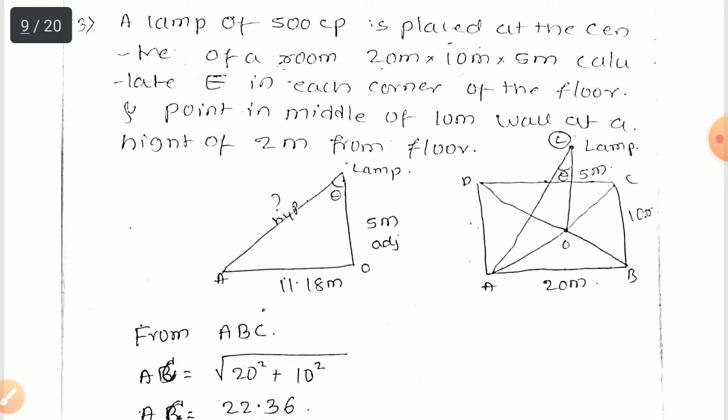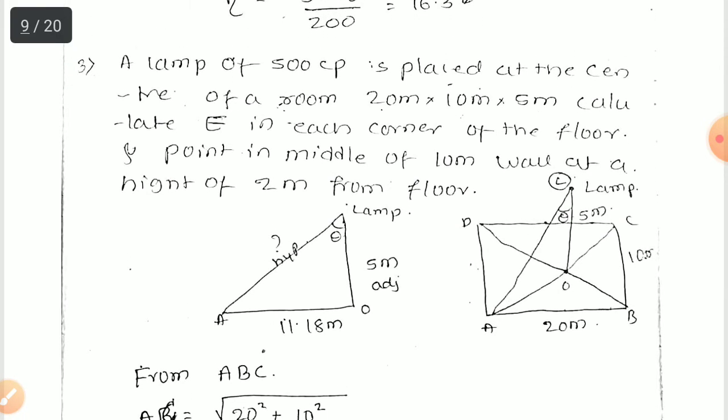Just to read out again: the lamp of 500 CP is placed at the center of the room, and the room dimensions are given. Calculate the illumination in the corners of the floor, and at the point in the middle of the 10 meter wall. How much is the illumination there is what you have to calculate.